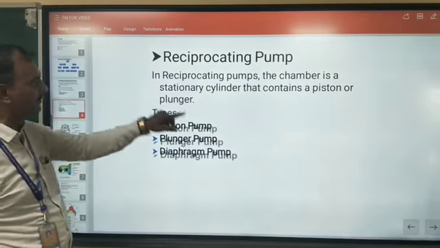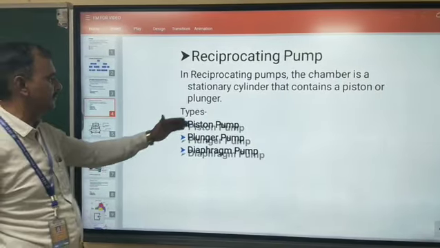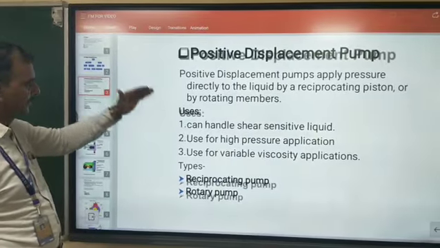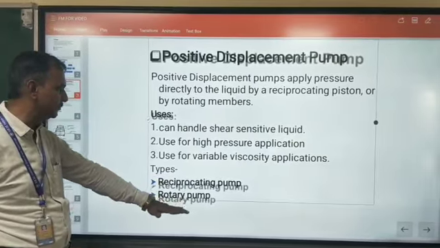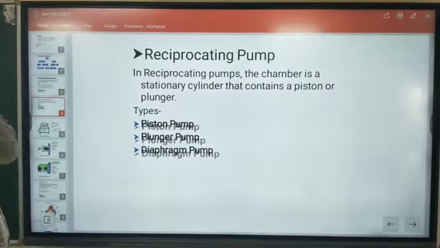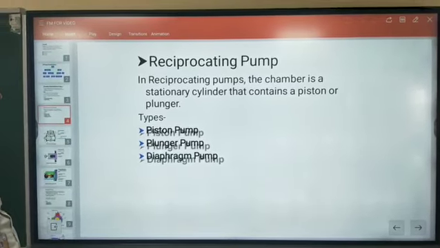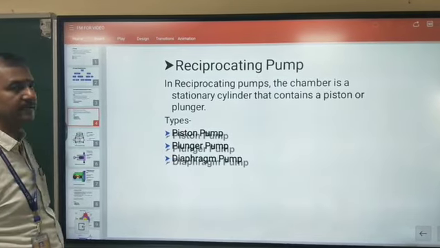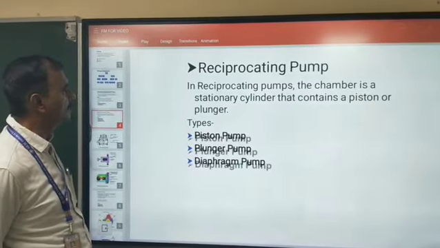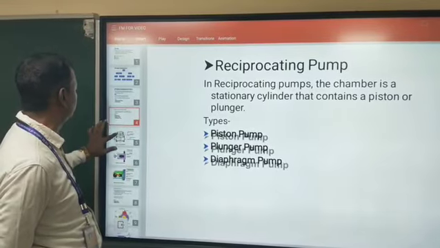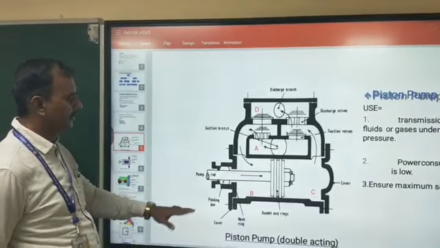What are the various types of reciprocating pumps? It is broadly classified as reciprocating pump and rotary pump. In the reciprocating pump, these are the various subdivisions that exist: piston pumps, plunger pumps, and diaphragm pumps. All of these come under positive displacement pumps.